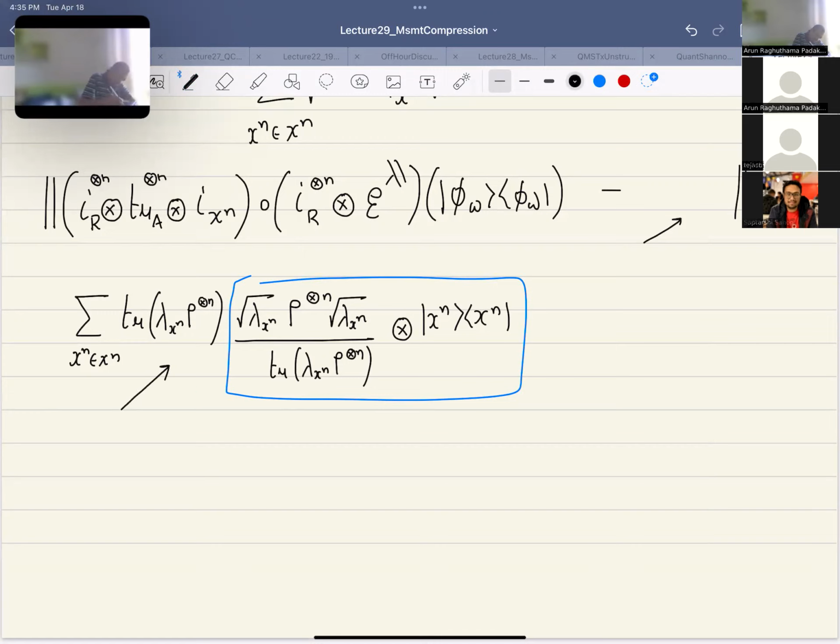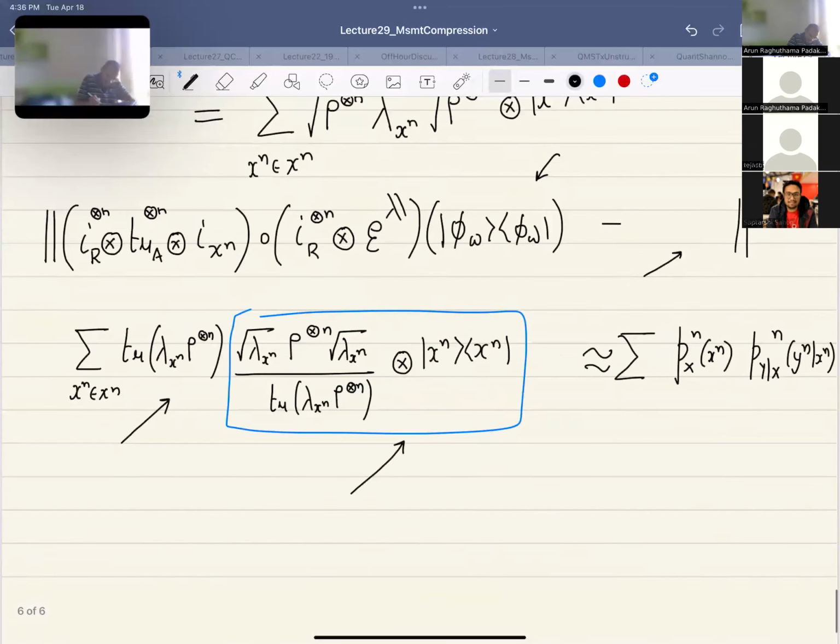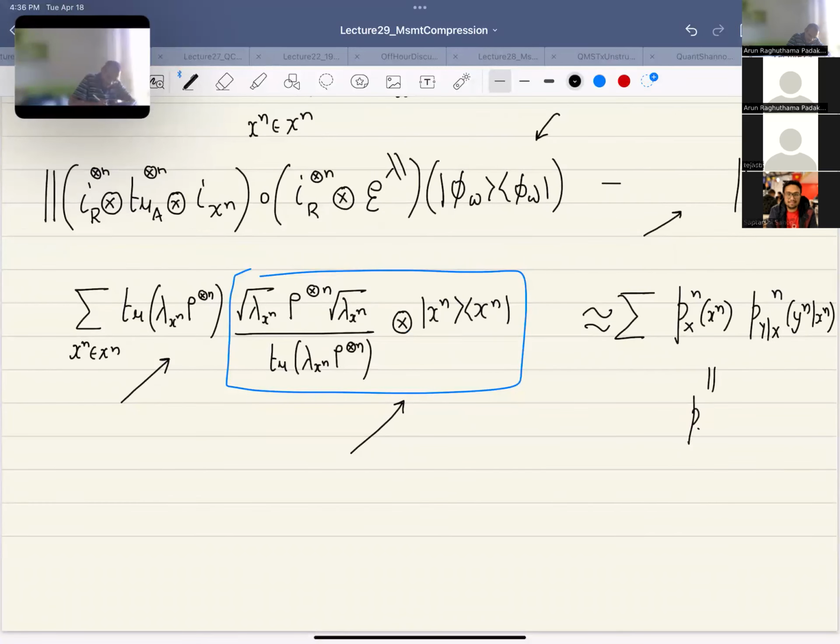Okay, so this is kind of analogous to pxn of xn times py given xn of yn given xn. So you're mixing multiple density operators, and that's what is your post measurement quantum state. Okay, so this is your distribution pyn.